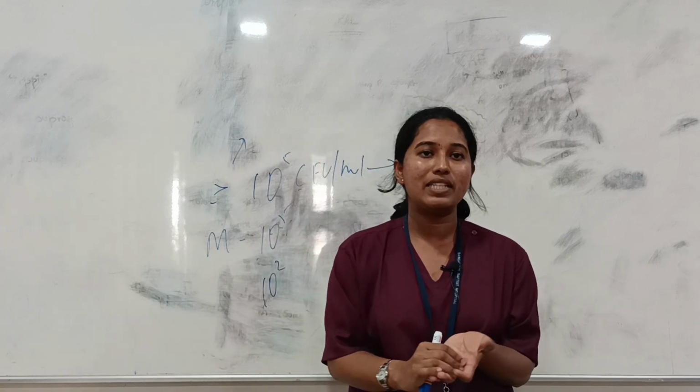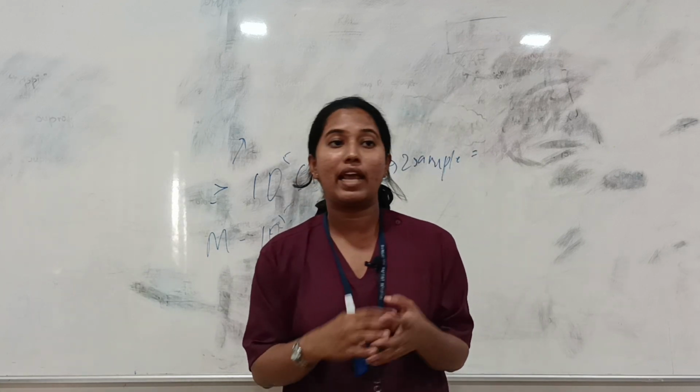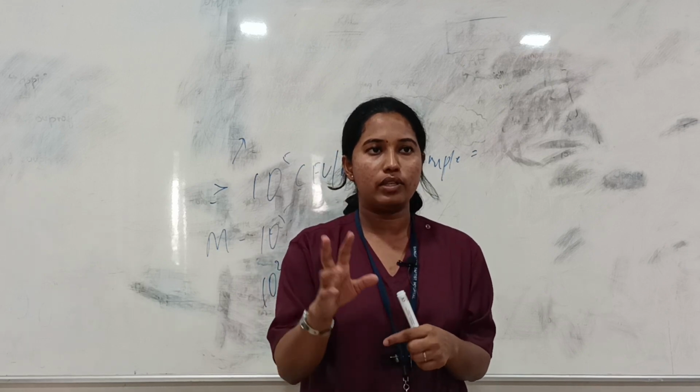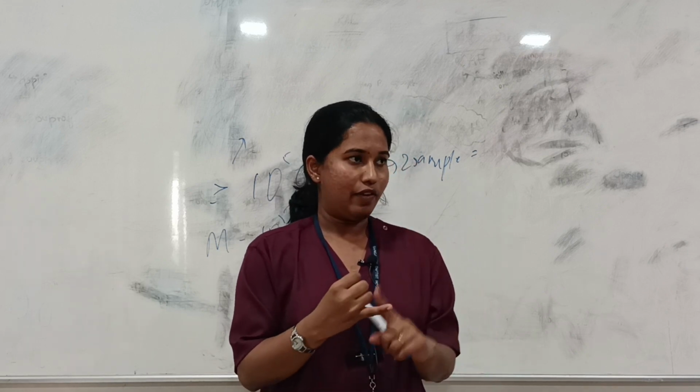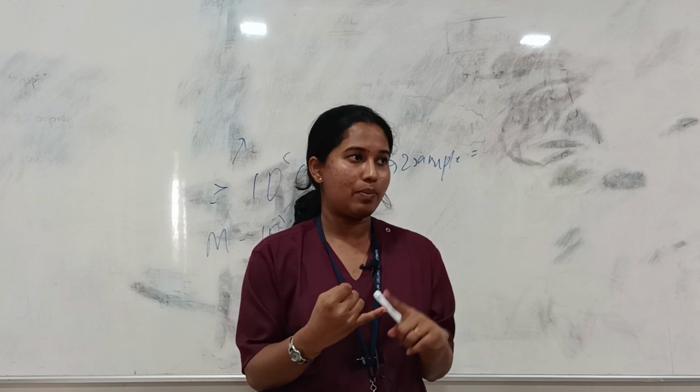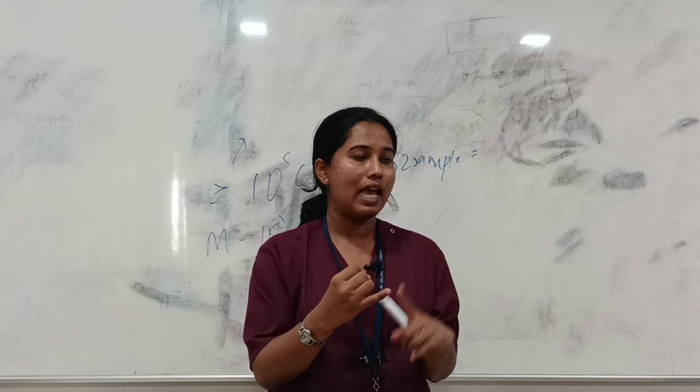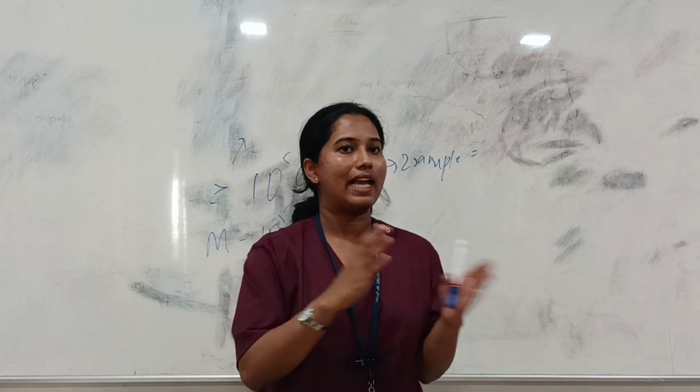And finally, the 5th type is recurrent infections. Recurrent UTI is when you develop UTI 2 times within 6 months, or 3 times in a year. That is called recurrent UTI.